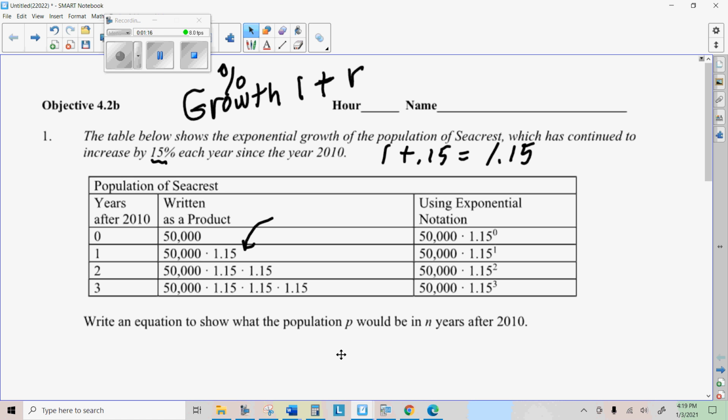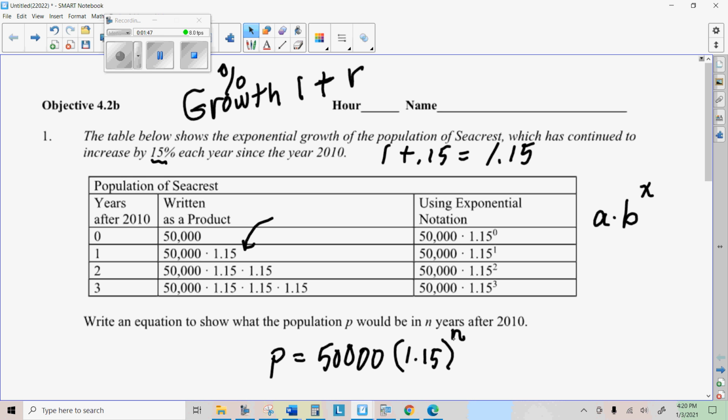And expressions are always going to look like this: some starting amount times some growth or decay factor, and then you're going to have x for the power, or whatever variable you're using. In this case, our starting population is 50,000. Then we're going to multiply by 1.15, and we're going to do that for however many years as our power.